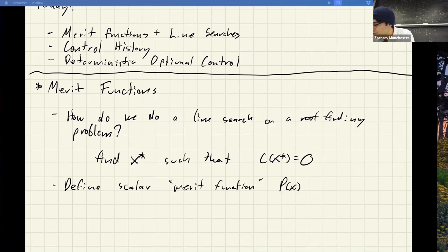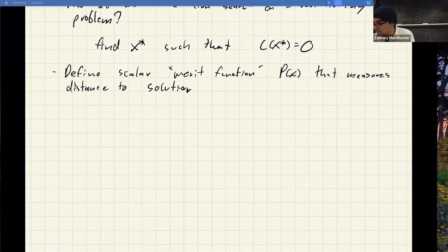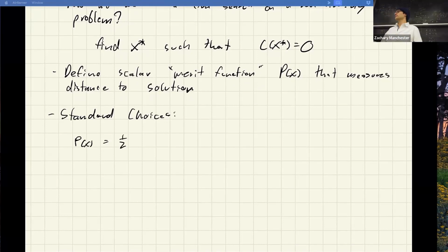And we're going to call this P of X that measures your distance to a solution. And there are some obvious standard choices that you would probably make here that are no surprise. A couple would be, for example, you could just do the squared 2 norm, just square the error. So C of X, right? We're trying to make it 0. So C of X is your error, right?